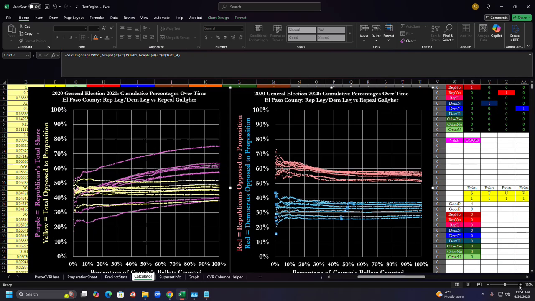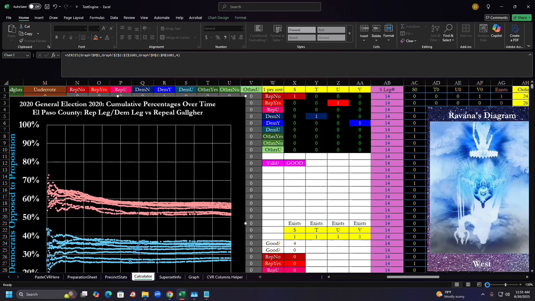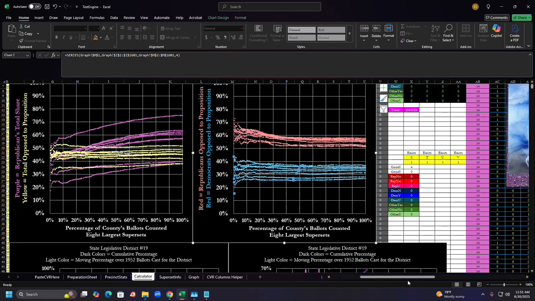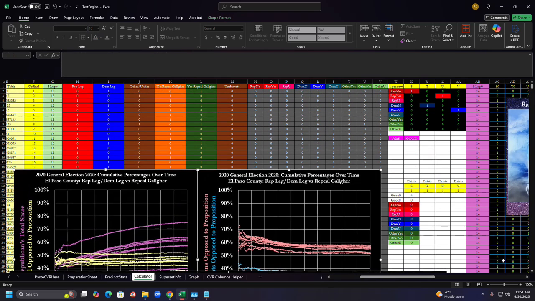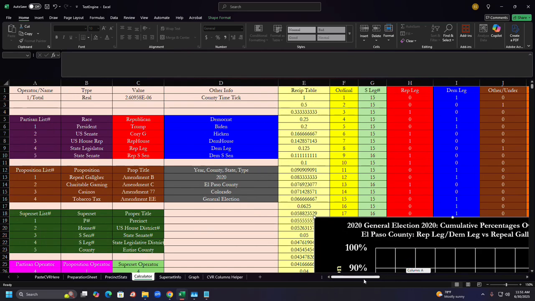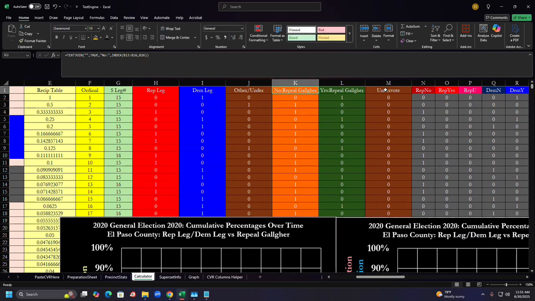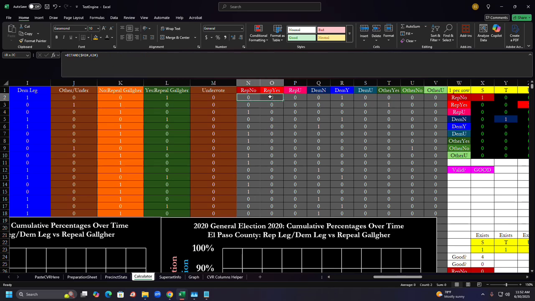The last feature of this engine, again, is right here. Talk about that briefly for a moment. So you'll see here that when you put in your partisan choice and your proposition choice, so we have the state legislatures and the repeal of Gallagher, the first thing that happens is 9 sets pop out. Republican no, Republican yes, Republican undervote, Democrat no, Democrat yes, Democrat undervote, other yes, other no, other undervote.